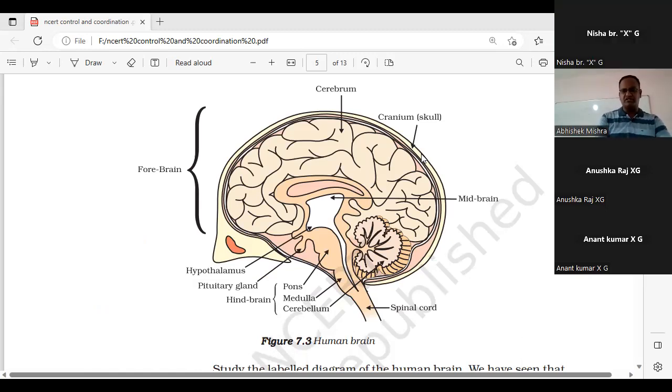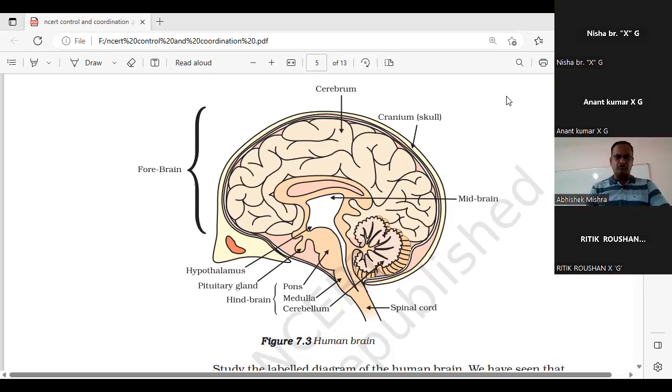Okay, Nisha raised her hand. Yes, Nisha, unmute yourself. Forebrain. Forebrain, very good. Okay. Which part of the brain controls the function like salivation? Salivation means coming out of the saliva.